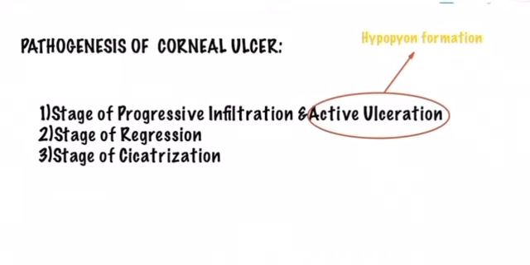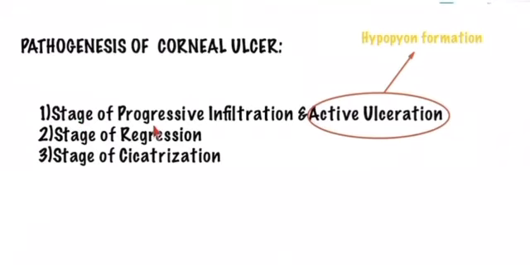So now we have come to the pathogenesis of corneal ulcer, which includes 3 stages. In some textbooks you might find 4 stages, because the active ulceration might have been taken as a separate stage. Here I have taken it into one stage together, so it's only 3 stages in this.